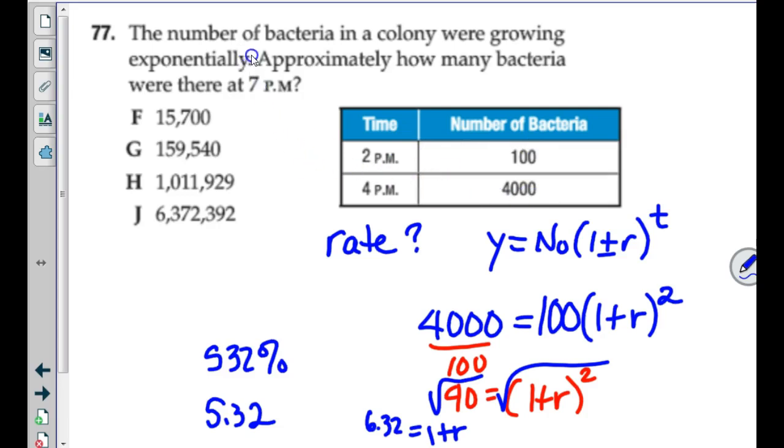All right. So we're supposed to figure out 7 p.m. So let's go back and write an original equation. Y equals 100 times 1 plus 5.32 to the, from 2 p.m. until 7 p.m. would be how many hours? 5 hours. I hope that's one of the choices.